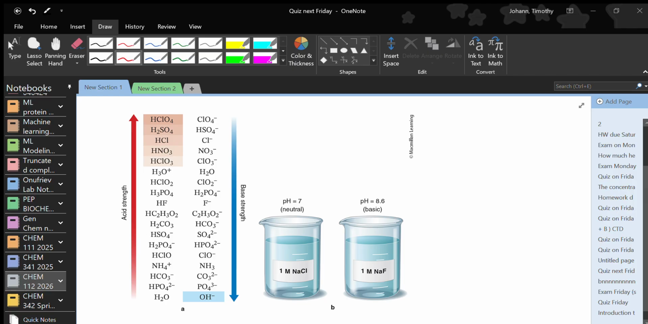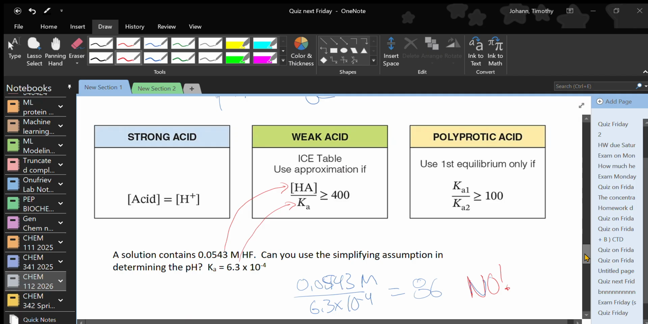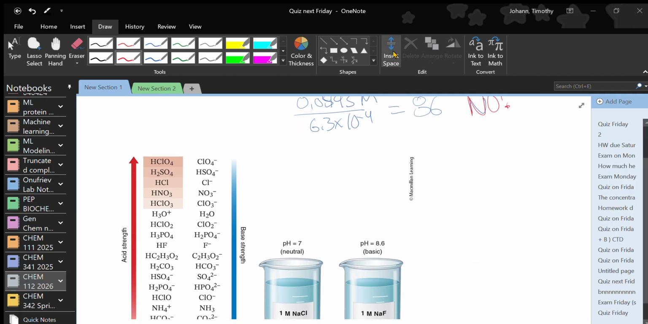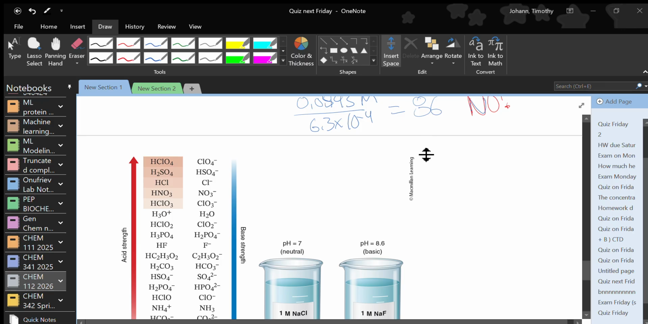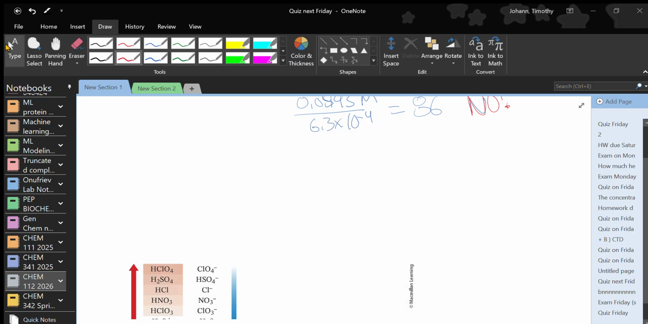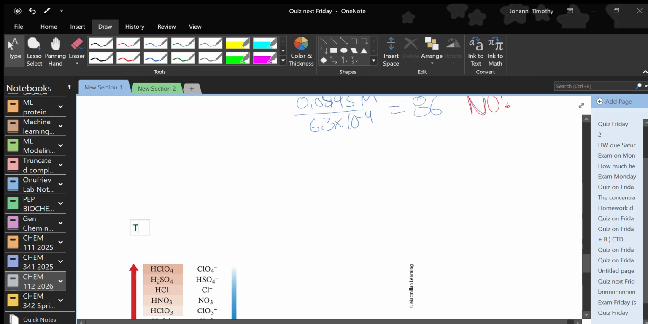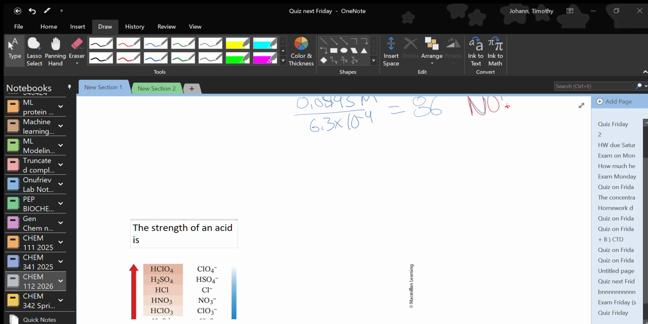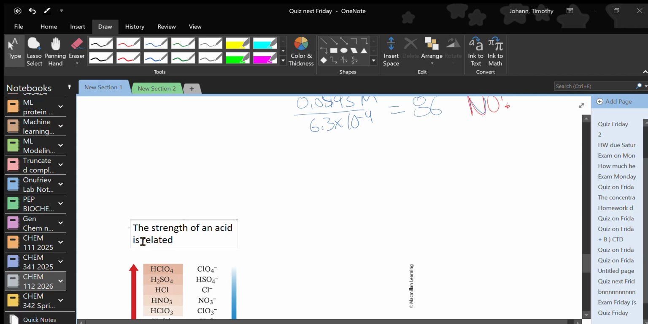All right, questions on that stuff before we move on? All right, then I want to talk about the relationship of the strength of an acid to its conjugate base. The strength of an acid is related to the strength of its conjugate base. And let's actually say it is inversely related.